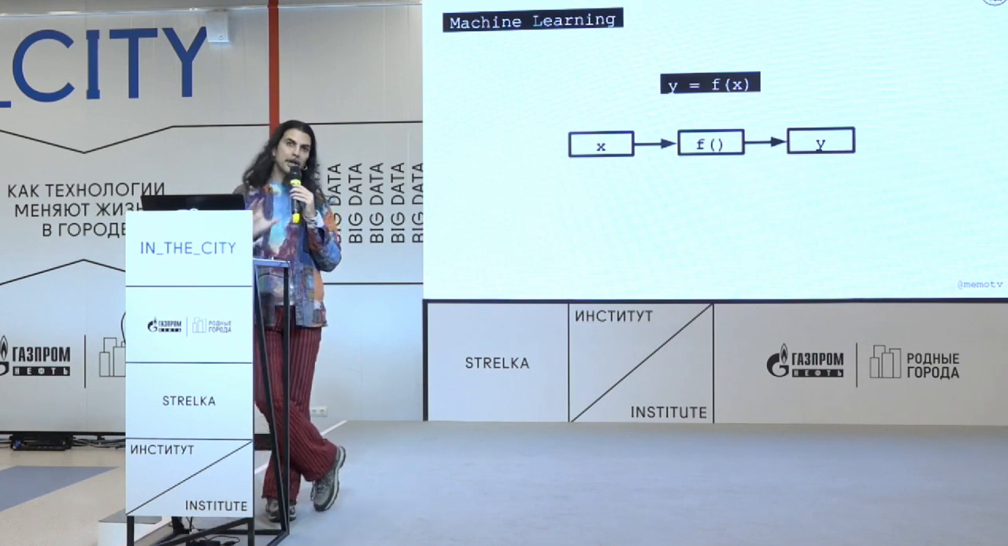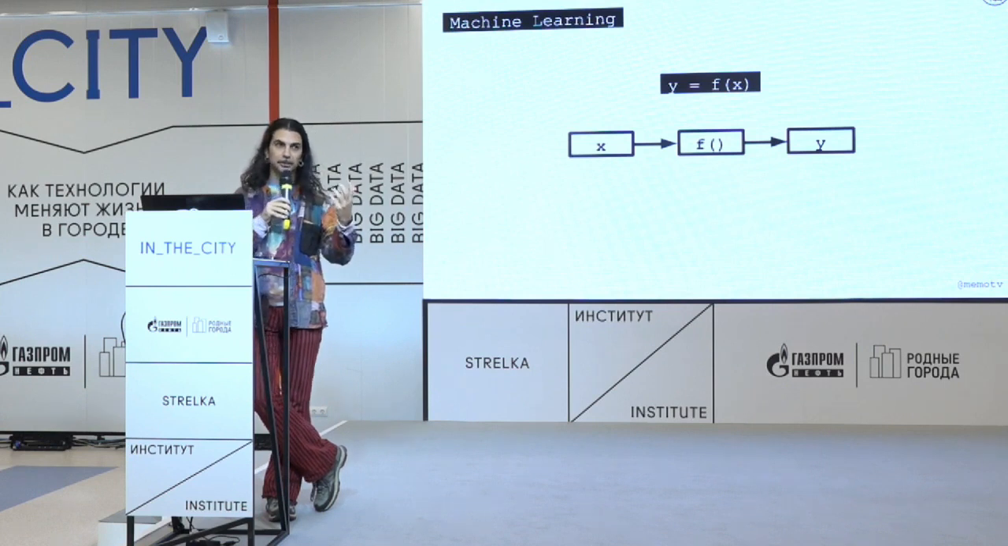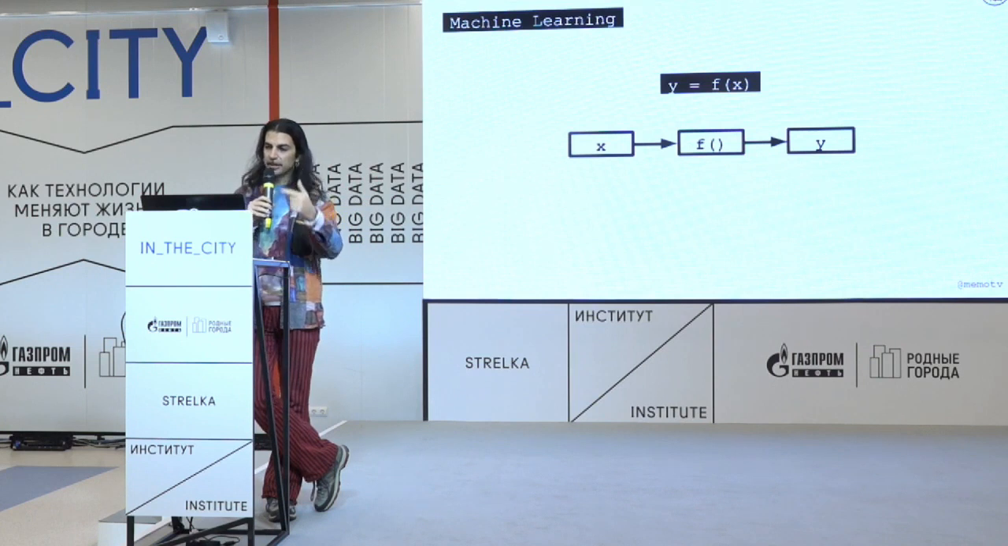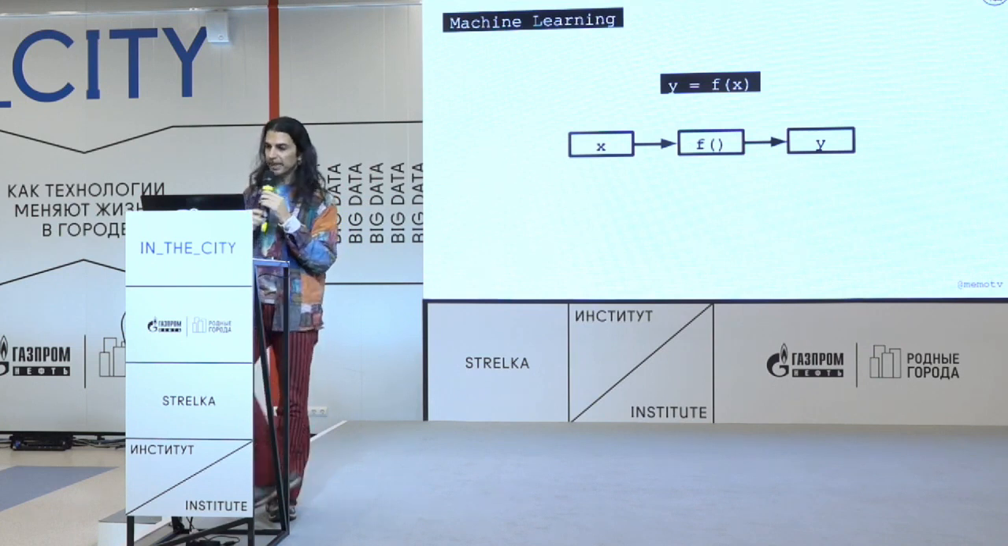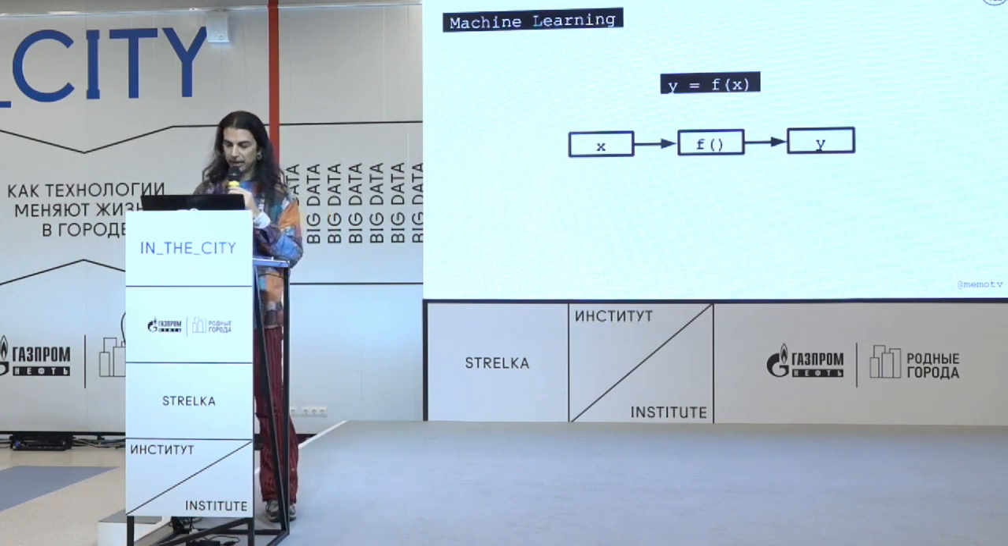With machine learning, you don't write f. You write a learning algorithm, and then you give it example data. You give it examples: this x should be this y. And the learning algorithm figures out what f should be. And f can be very, very, very complex.